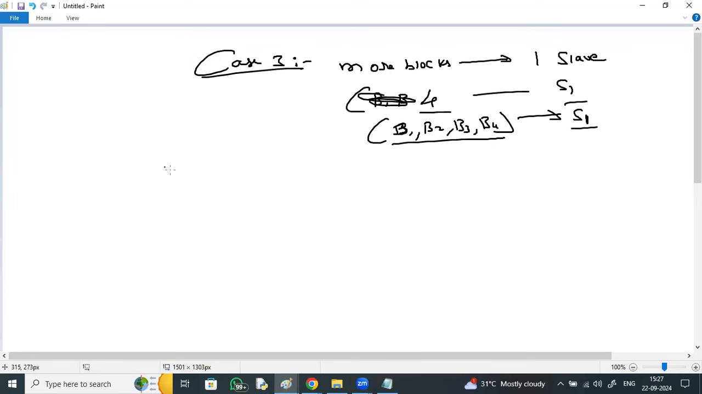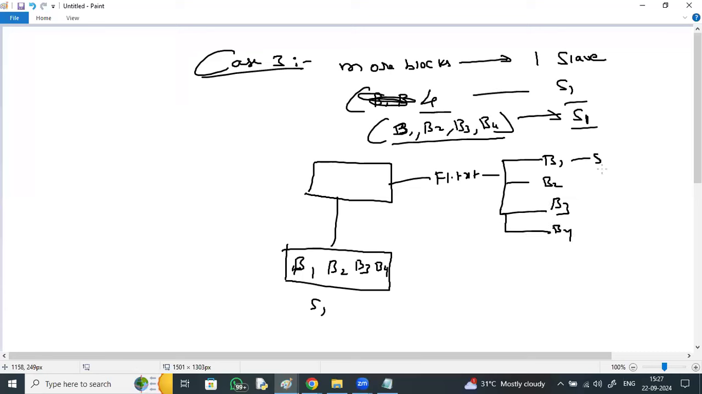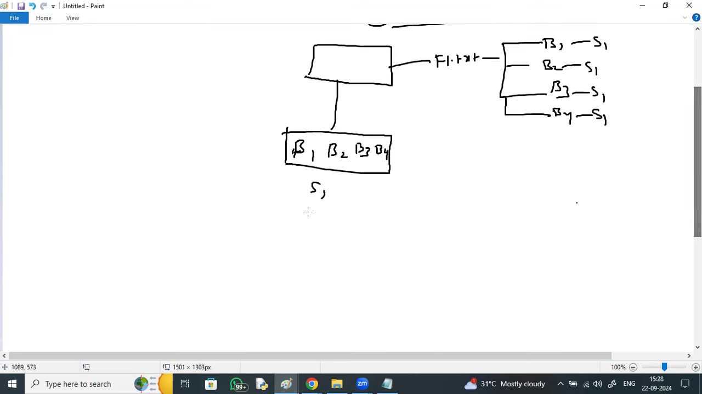Okay. This is your master, this is your slave. Only one slave means all your blocks, B1 block, B2 block, B3 block, all the blocks are stored in the single slave. If f1.txt is divided into 4 blocks, B1, B2, B3, B4: B1 in S1 only, B2 in S1, B3 in S1, B4 in S1. This is exactly how the data is stored.